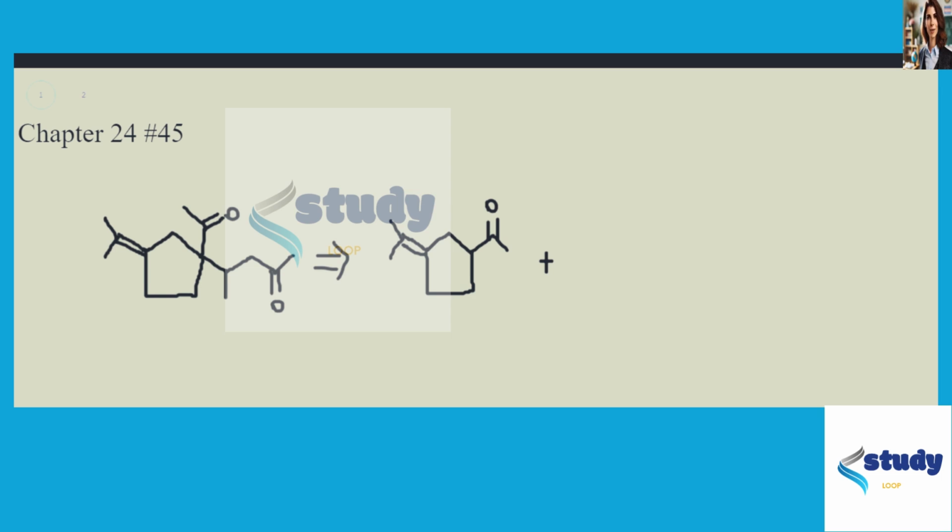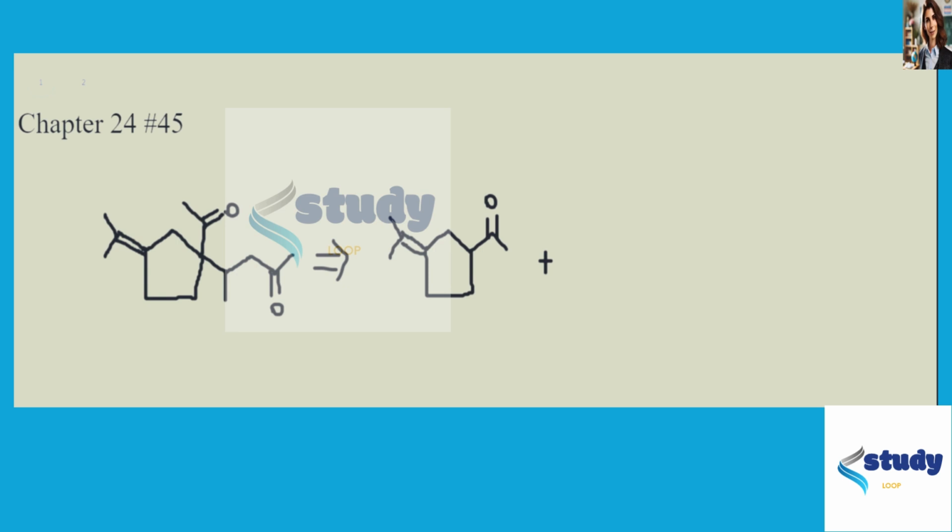This is the answer to Chapter 24, problem number 45 from the Smith Organic Chemistry textbook. And this problem talks about beta vetivone. So we're asked what Michael acceptor is needed for the conjugate addition. And then we're also asked to draw a stepwise mechanism for the aldol reaction. That is the second step in this synthesis.